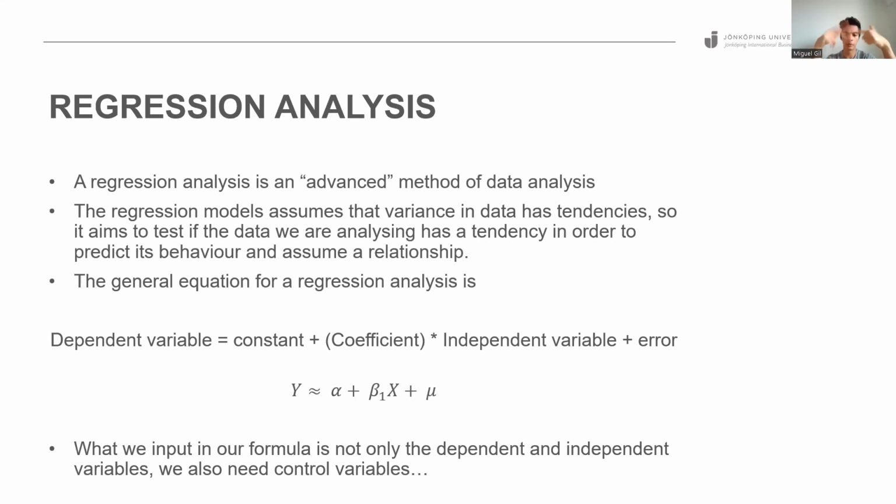The idea of the regression model is that it assumes that the variances of the variables, like how variables behave, how they change, have some tendencies. So the idea of the regression is to test if that variation indeed has a tendency, and then it will be possible to predict its behavior. That's basically the idea of the regression.